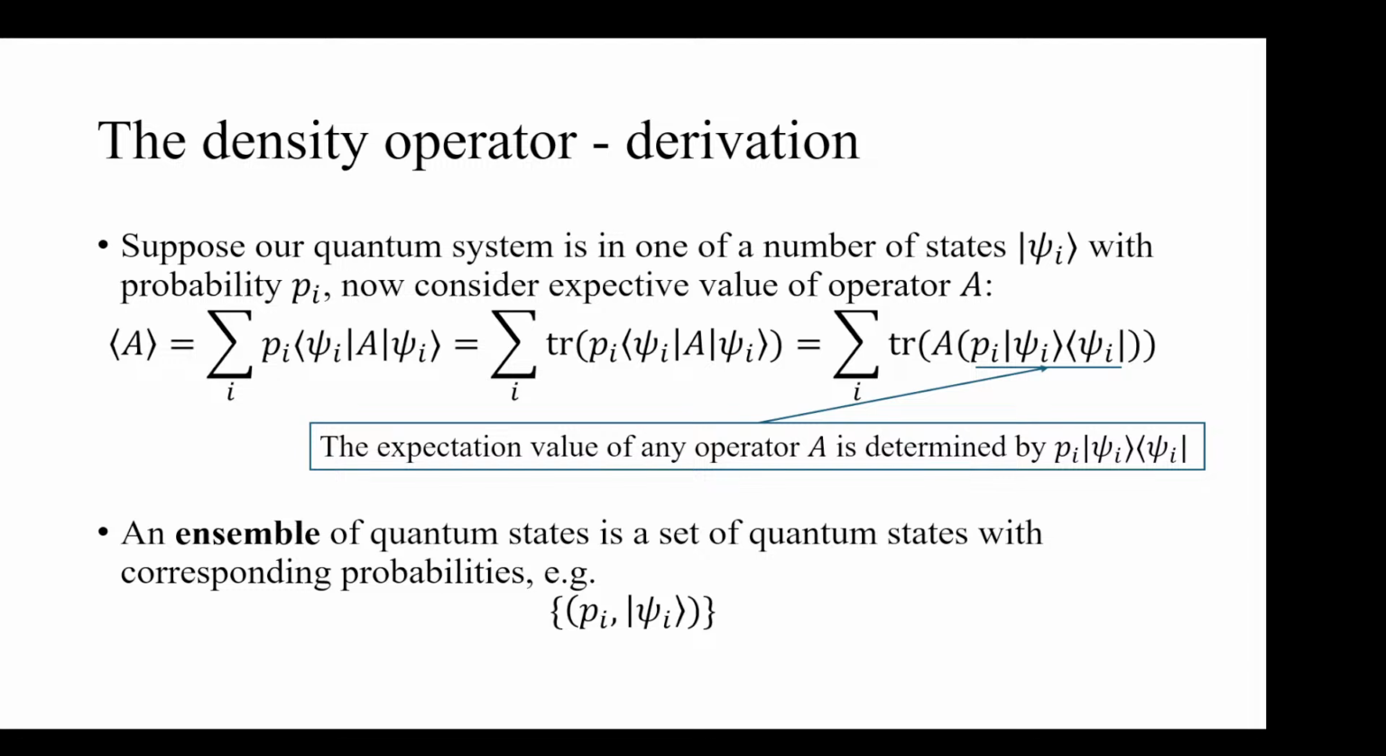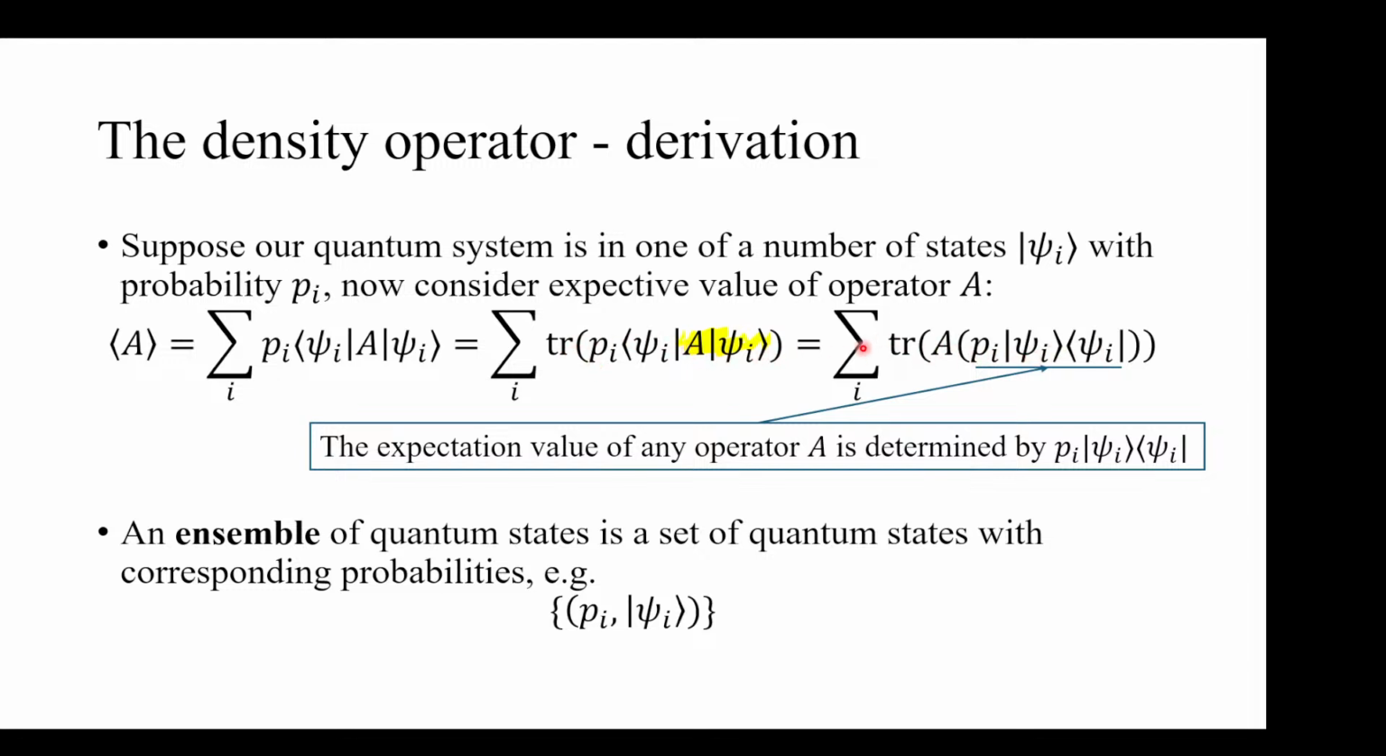This is a row vector, a matrix, and a column vector. This symmetry between the sides, you can also view it as a matrix multiplication. So this is a 1 by n matrix, an n by n matrix, and an n by 1 matrix. You view those three terms as a matrix multiplication, then you can use the cyclic property of trace to move these two terms to the front.